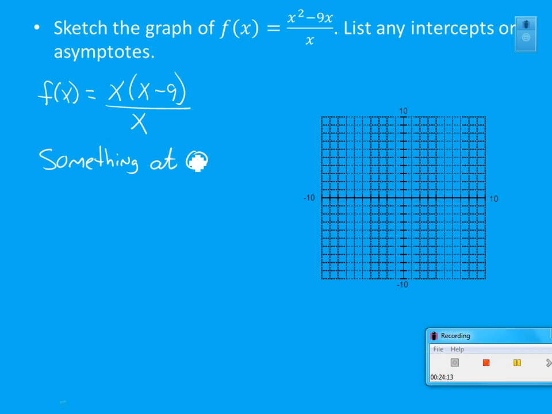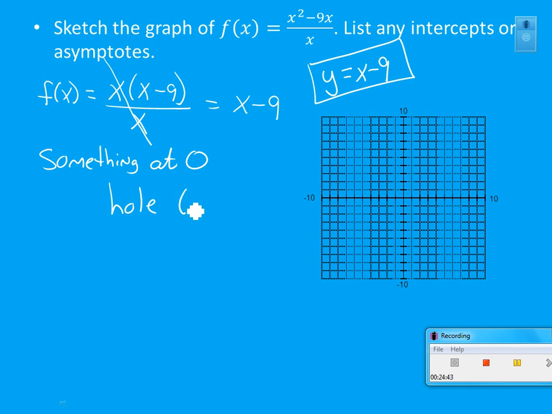To tell which one it's going to be, I can remove these x's. I can cancel them out, leaving me x minus 9. So I know when I graph this thing in a second, it's going to look like the line y equal x minus 9. But since I removed this, there's going to be a hole in this graph when x is 0. To get the exact location of the hole, plug 0 back into what's left and get negative 9. So when I graph this thing, I know at 0, negative 9, there's a hole in the graph.